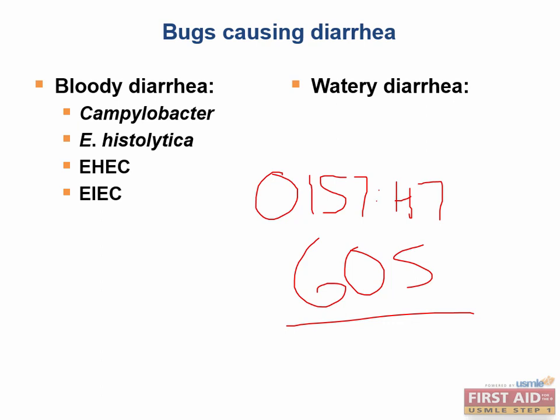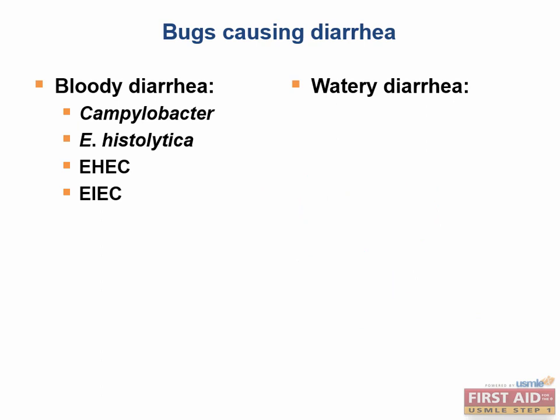EIEC stands for Entero-invasive E. coli, and as its name suggests, it actually invades the cells of the intestine and causes a bloody and inflammatory diarrhea. The reason it causes a bloody diarrhea is because it invades the intestinal mucosa. In the cells, it replicates itself, which leads to the recruitment of macrophages and a subsequent inflammatory response. In rare cases, the bacteria can actually invade the bloodstream and cause a bacteremia.